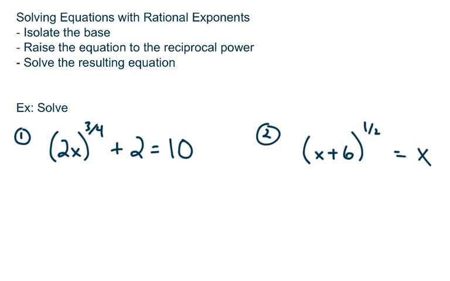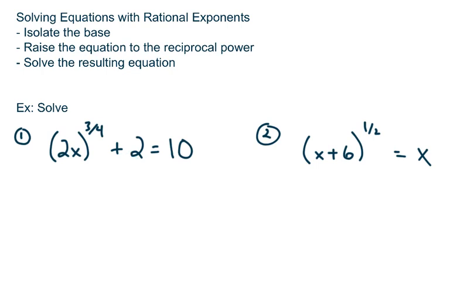Okay, one last thing in this part of the video, solving equations with rational exponents. So rational means fractions. Okay, so you can see a couple of examples there on the screen, 1 and 2. How do we solve something with a rational exponent? So step number 1, isolate the base. The base is the exponent and whatever it's being raised to. Okay, this plus 2 is not part of the base, so this is what would need to go away first when we solve.